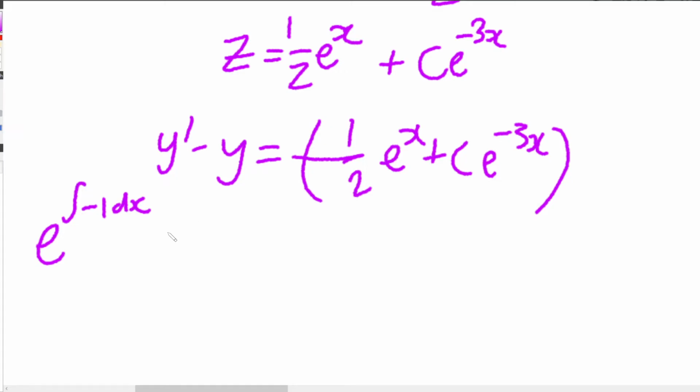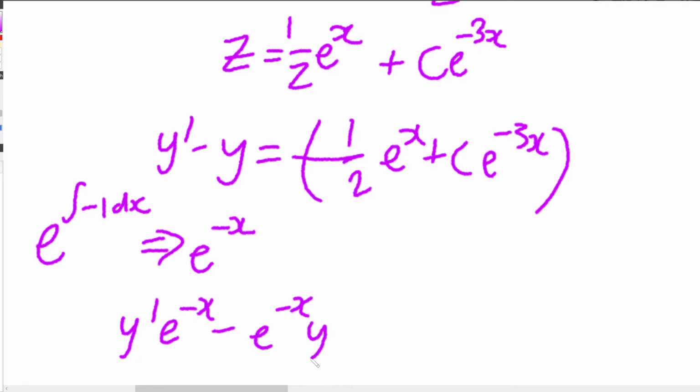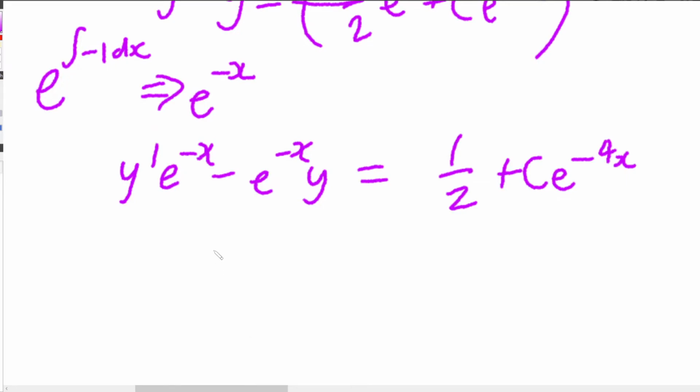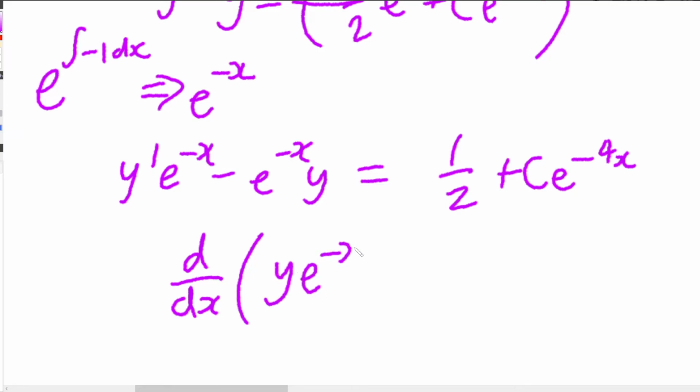E to the minus 1 dx is our integrating factor that we want to multiply everything by, or e to the minus x. Y prime e to the minus x minus e to the minus x y is 1/2 plus c e to the minus 4x. This gets us d by dx of y e to the minus x is 1/2 plus c e to the minus 4x.